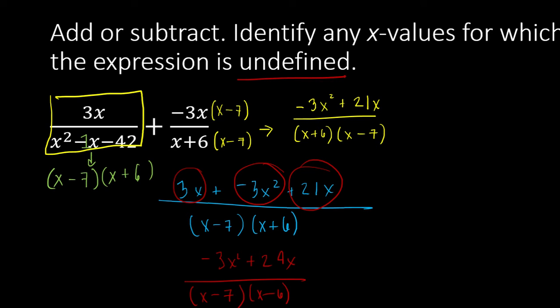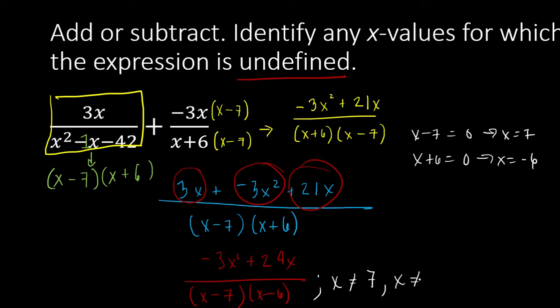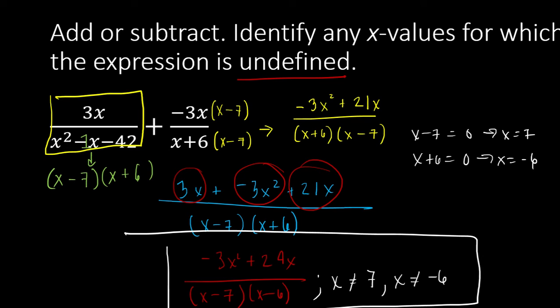My undefined values I will find by taking each term of the denominator and setting it equal to 0 and solving for x. Okay, so my values are undefined when x equals 7 or negative 6. So in my answer, I not only write my simplified expression, but I say x cannot equal 7 and x cannot equal negative 6 because those values would cause the expression to be undefined.